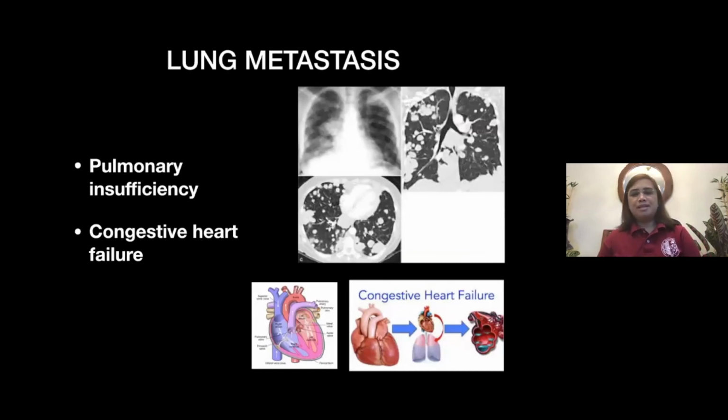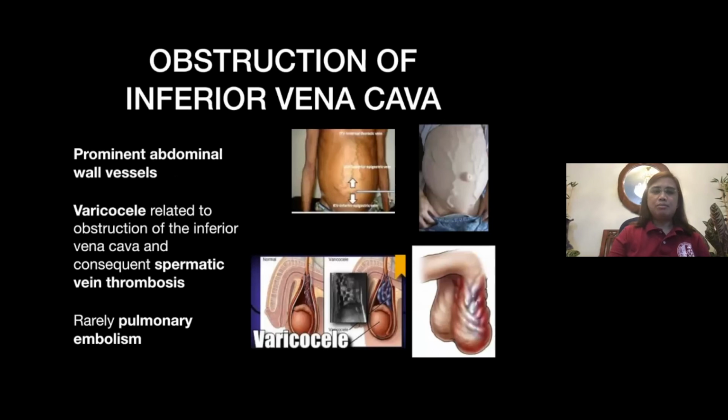Lung metastasis in Wilms tumor may cause pulmonary insufficiency and congestive heart failure. Obstruction of the inferior vena cava will lead to the presence of prominent abdominal wall vessels, varicocele, and consequent spermatic vein thrombosis. Rarely, pulmonary embolism can also happen.